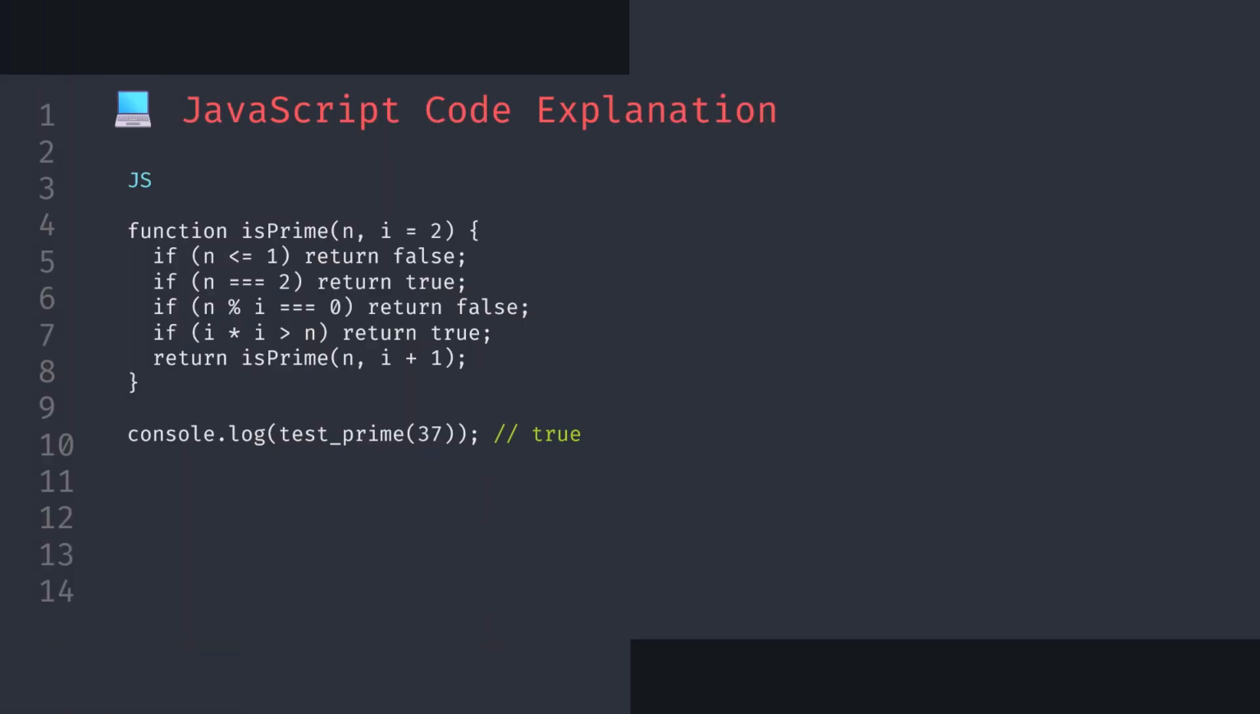We define isPrime with two parameters, n and a starting divisor i set to 2. If n is less than or equal to 1, it is not a prime. If it is divisible by any i, we return false. If i times i becomes greater than n, no factors exist, so it is a prime. Otherwise, we recursively call the function with the next i.